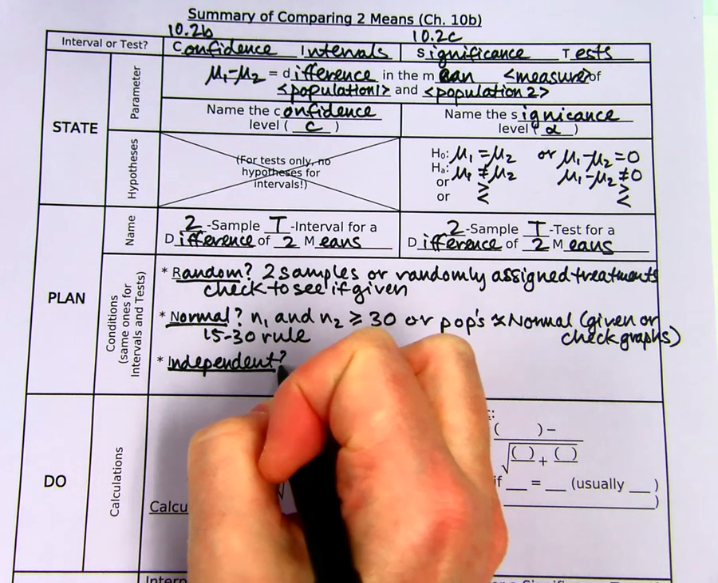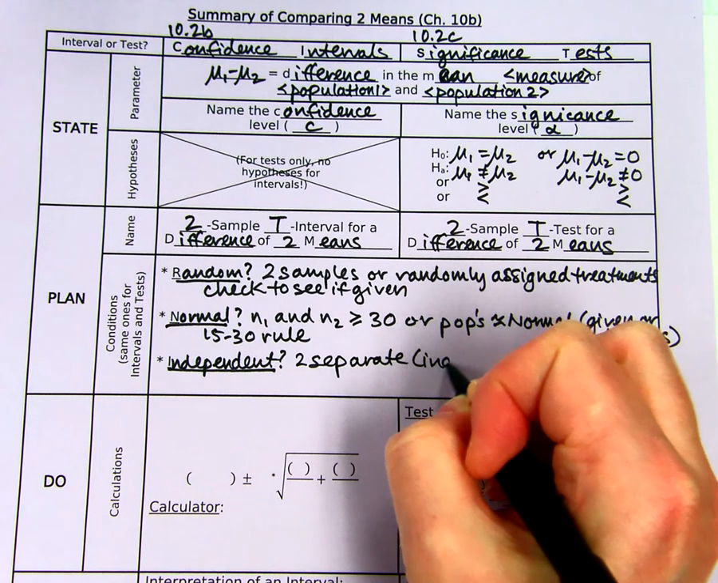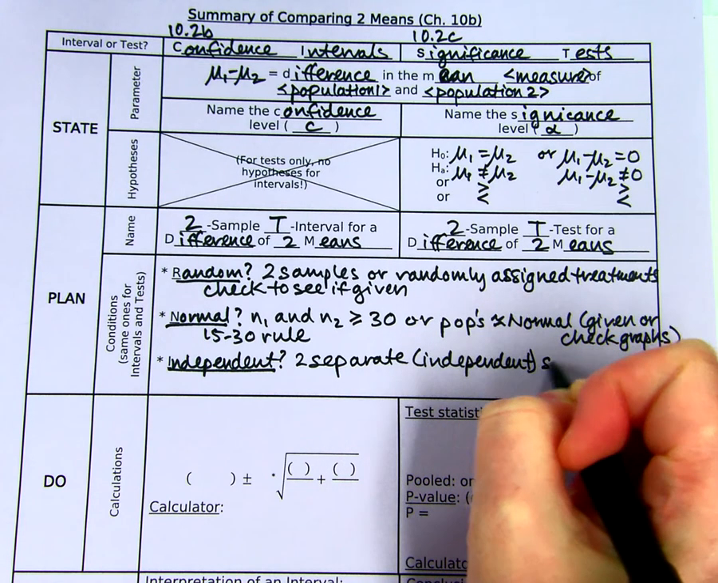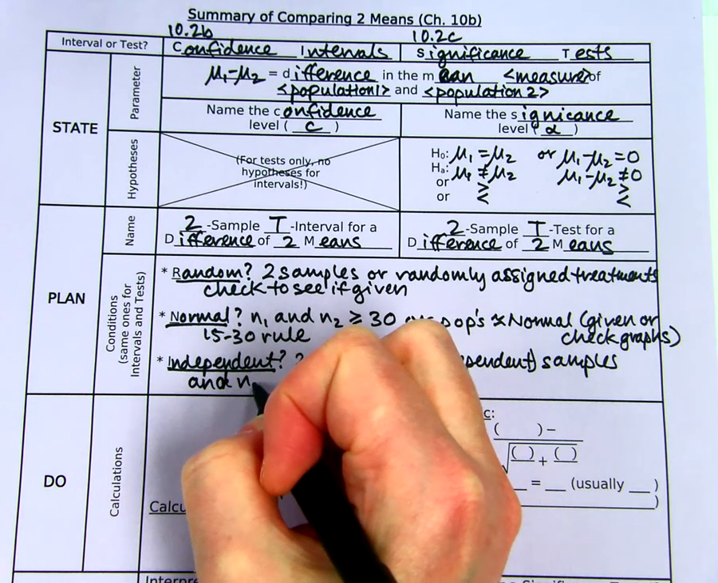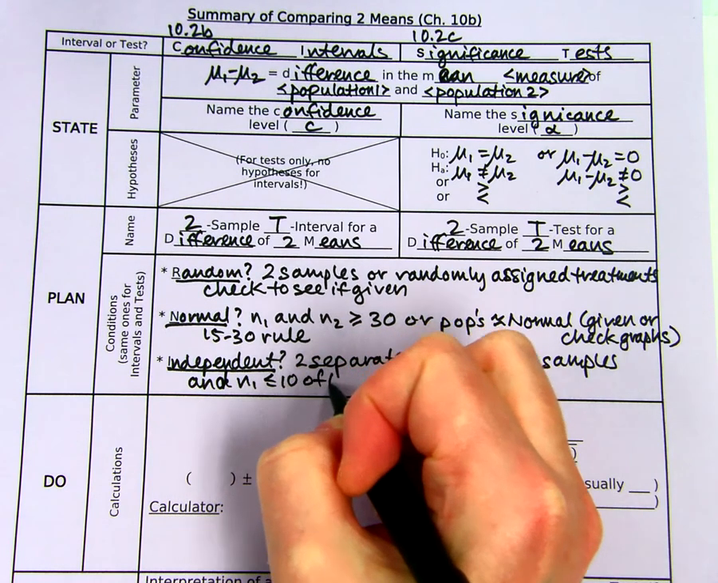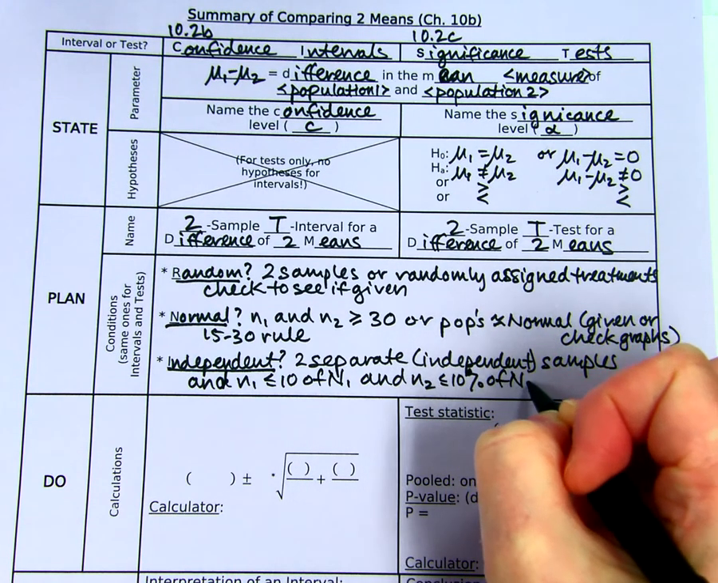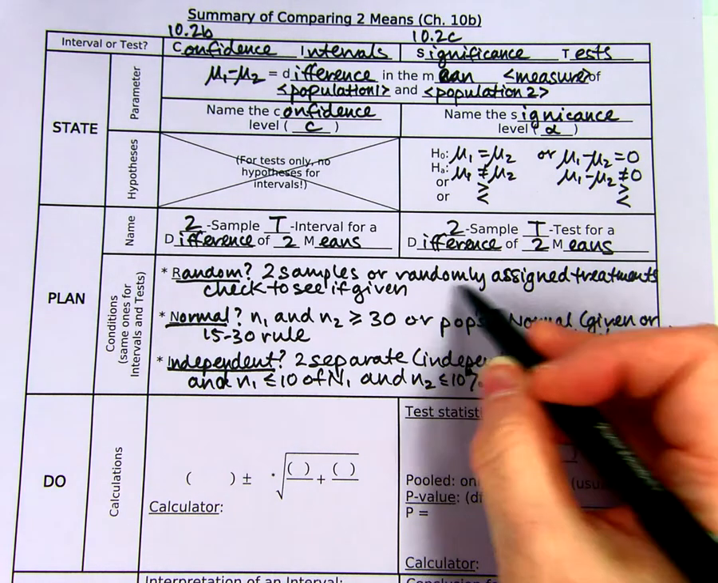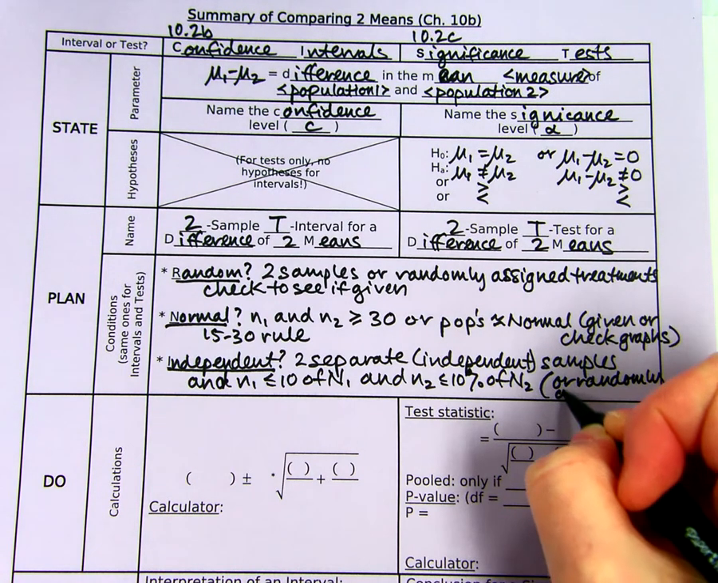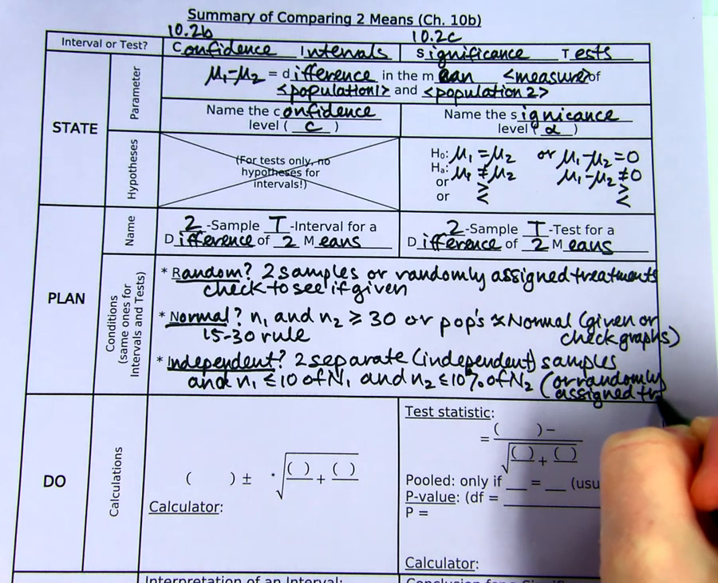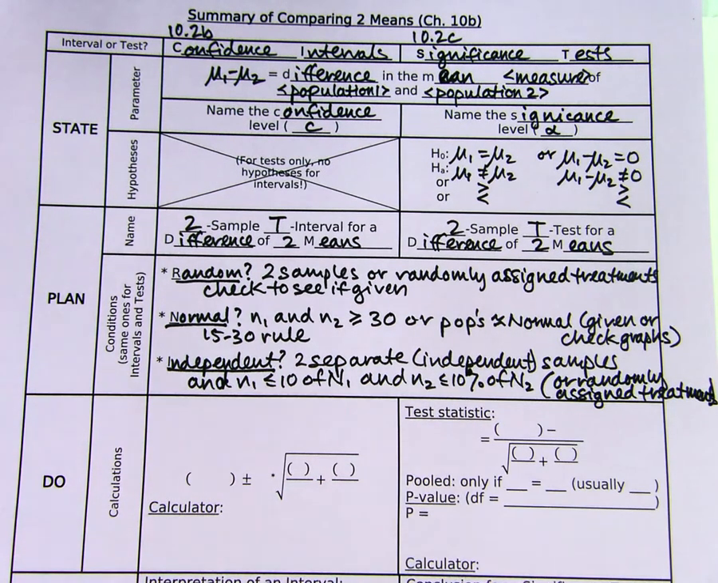Independent is the same thing that we've done, except there's 3 things now. We have to have 2 separate independent samples, and N1 and N2 both have to be less than 10% of their population size. Or if it's an experiment, you don't even have to check this because the randomly assigned treatments would work for that. So randomly assigned treatments kind of takes over and trumps all the rest of this checking of independence. You don't have to worry about it with experiments.